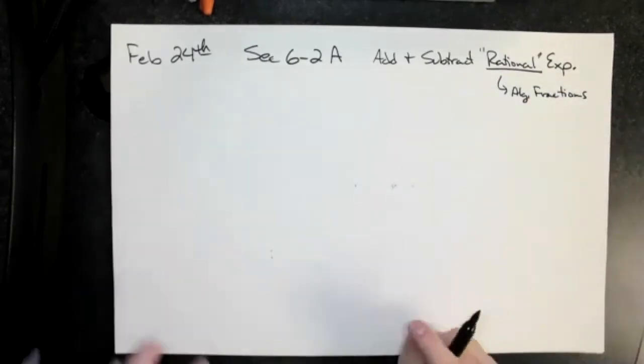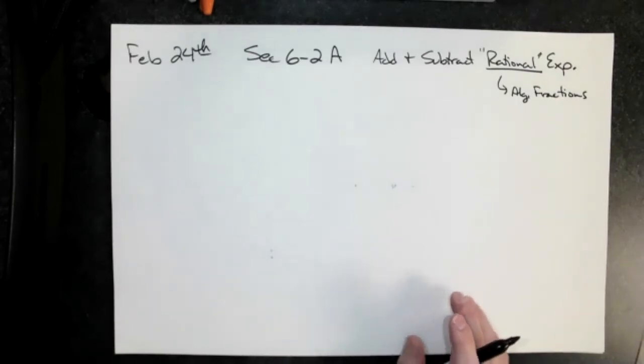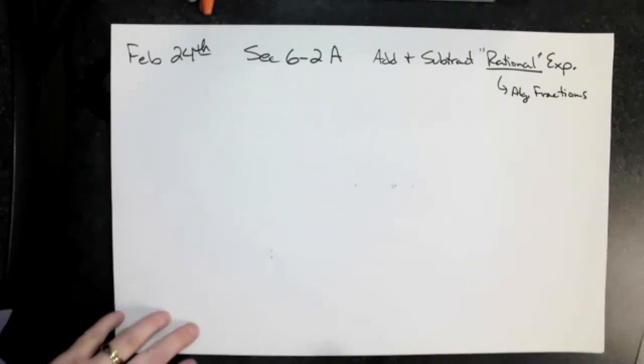Another word for a rational expression would be an algebraic fraction. I could call it that because I have a polynomial on the top and a polynomial on the bottom. So definitely I have a fraction going on. So again, back to when you dealt with fractions in middle school, you've got to be able to add and subtract them. Whenever you add or subtract, you have to have common denominators.